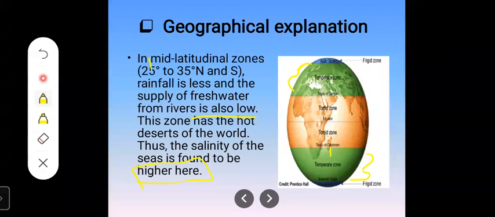Now, in the mid-latitudinal zone, students, you can take the Dead Sea as an example. In this Dead Sea, in the mid-latitudinal region, the salinity is more and the temperature is also more, but there is no rainfall and no supply of fresh water in this mid-latitudinal zone.